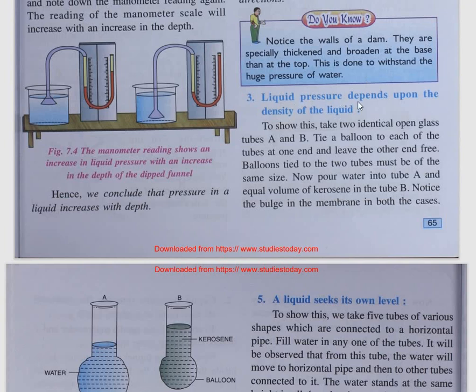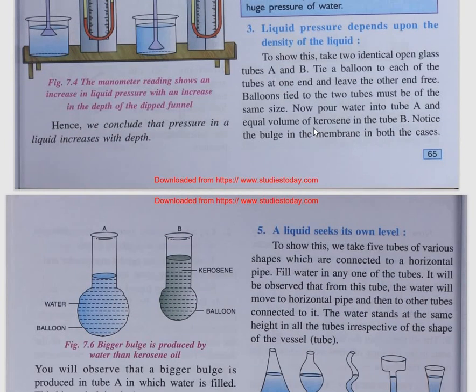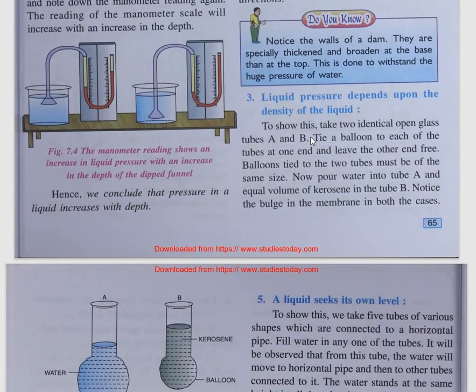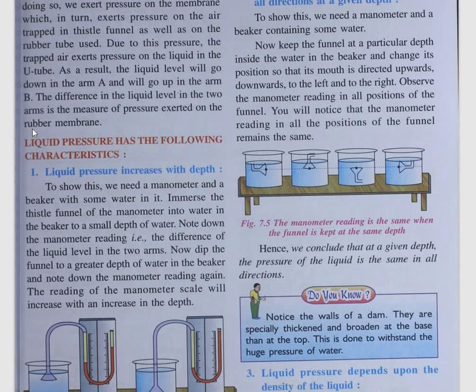Liquid pressure depends upon the density of the liquid as well. A bigger bulge is produced by water than kerosene. You'll observe that the bigger bulge is over here, produced in tube A due to water, and this one is smaller because it is kerosene, which has a lower density. Water is heavier than kerosene, therefore it has higher density, and higher density means increased pressure.